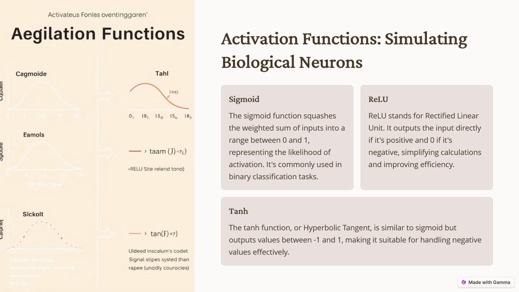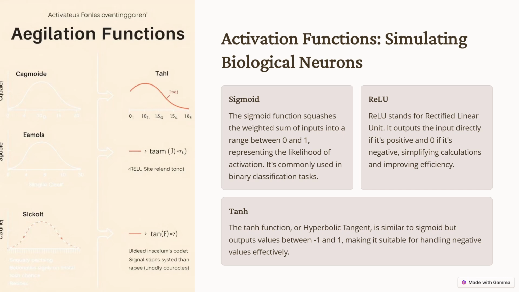Next, let us see the activation functions. Basically there are three. The first one is sigmoid, then we have the ReLU function, then we have the tanh function. Sigmoid is a function that squashes the weighted sum of the inputs into a range between 0 to 1. So anything above 1 is not possible, and less than 0 is not possible. Hence it is commonly used in binary classification tasks, like true or false, yes or no, present, not present, etc.